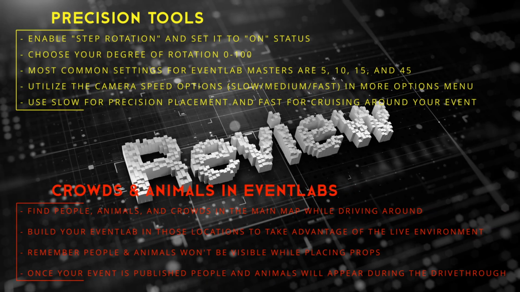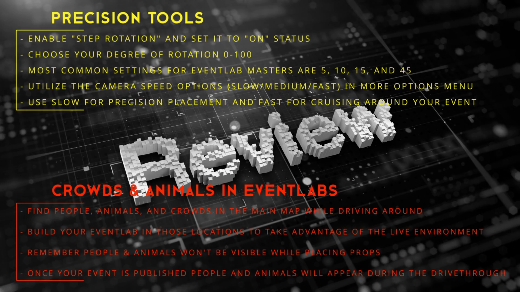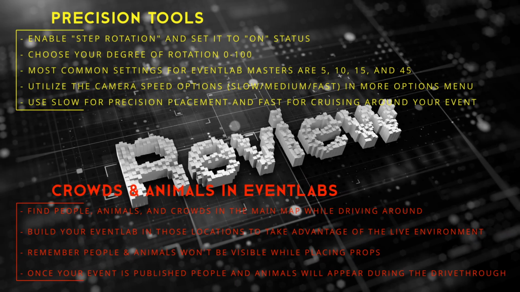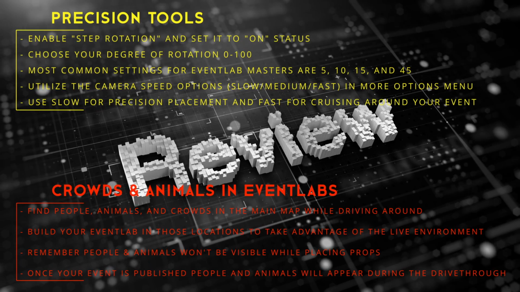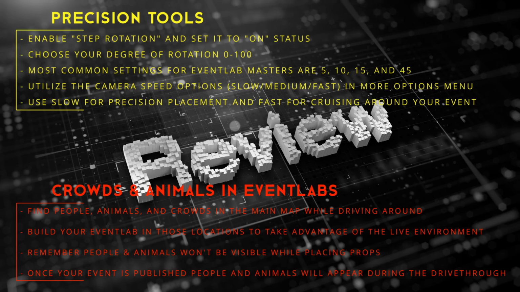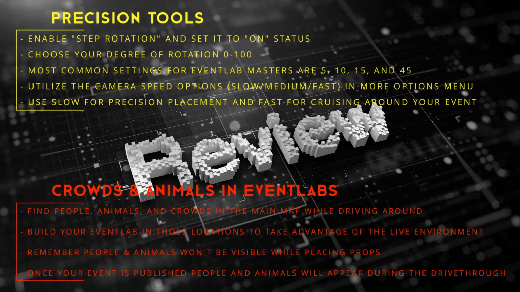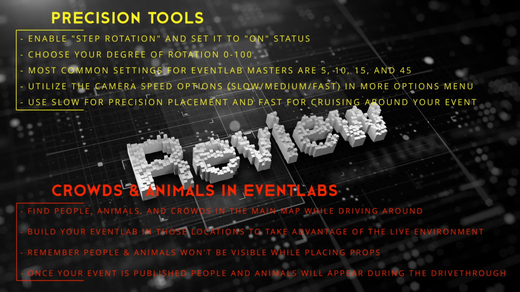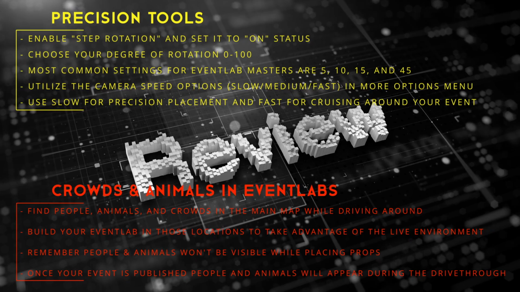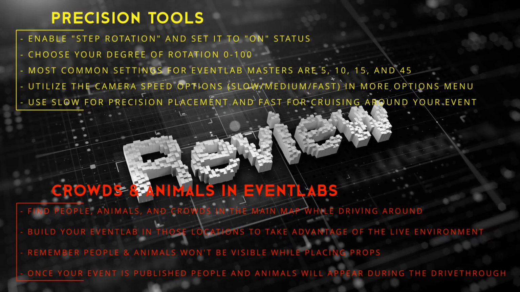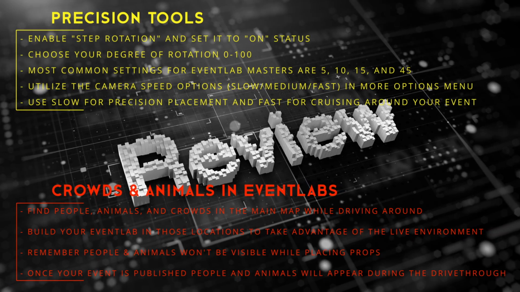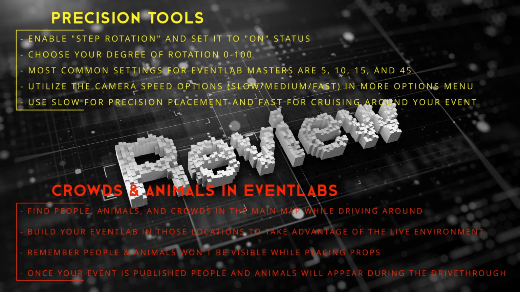For live crowds and animals in your event, remember, you have to use the main map of Mexico. You have to find a place where there are already people. Then you're going to build your Eventlab and make sure that your route drives through that location. And keep in mind, while you're placing props, people will not be visible. Same thing with animals. Once you've published your event, those animals and people will appear. And that is how you add live animals and crowds into your Eventlab.